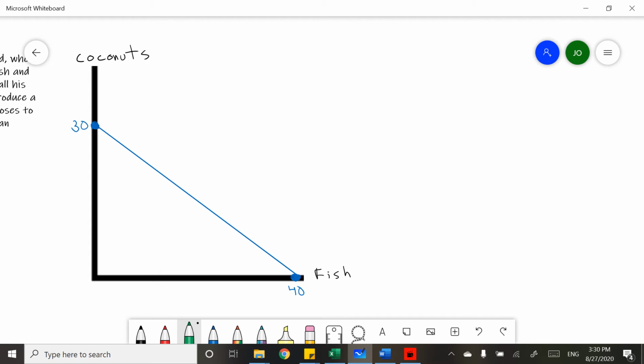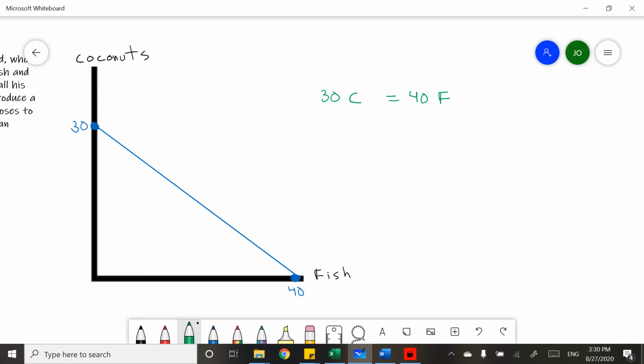So what we're going to do is set up variables. Coconuts start with a C, so I'm going to start with C equals F for fish. Now, why am I setting them up as equal? Well, you can think about it several ways, but basically you're using the same amount of resources to produce each of these quantities. So if you have all your resources towards coconuts, you're going to produce 30. If you have all your resources towards fishing, you're going to produce 40.